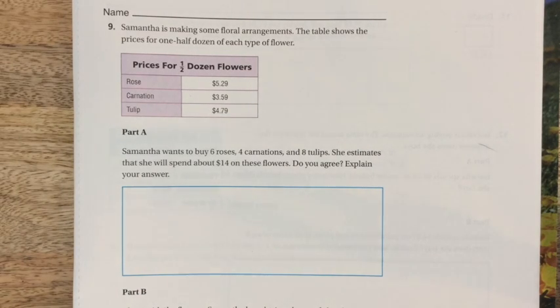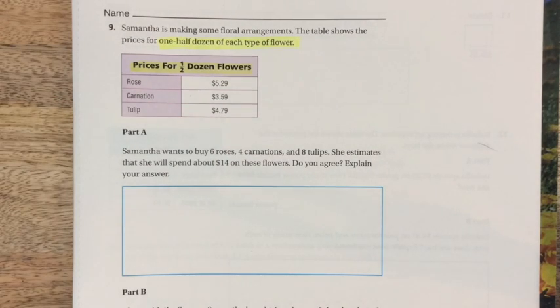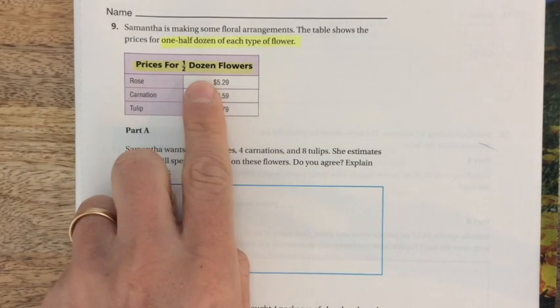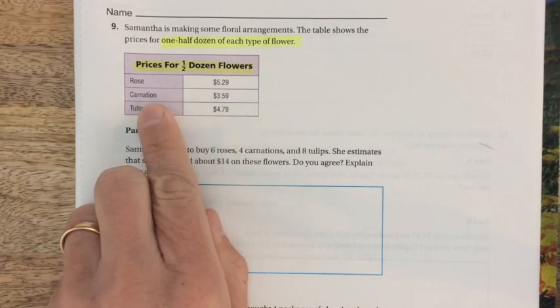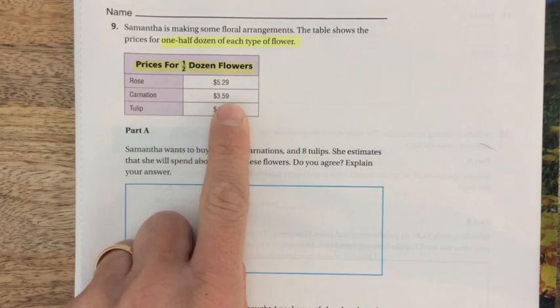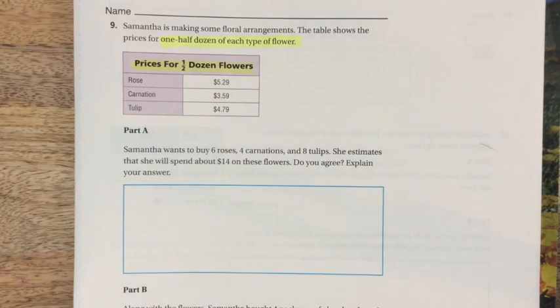Samantha is making some floral arrangements. The table shows prices for 1/2 dozen of each type of flower. So this is going to be important to think about. Roses for 1/2 dozen is $5.29. Carnations are $3.59. Tulips are $4.79.